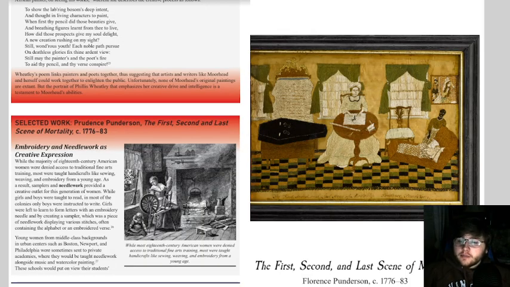Selected work: Prudence Punderson, The First, Second, and Last Scene of Mortality. Embroidery and needlework as creative expression.